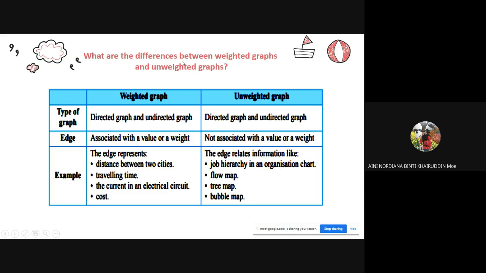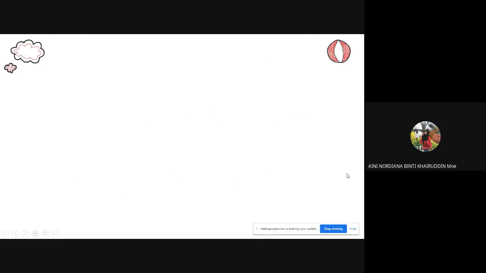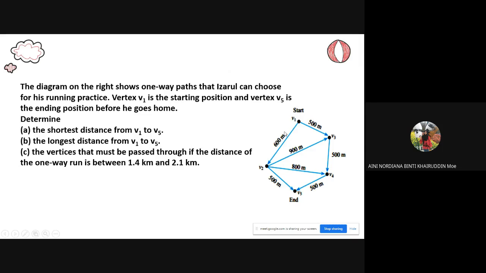What is the difference between weighted graph and unweighted graph? Simple. In a weighted graph, there is a value on the edge. For example, the diagram on the right shows the one-way paths that Zarul can choose for his running practice. At V1 is the starting position, and V5 is the ending position before he goes home. Determine the shortest distance from V1 to V5.